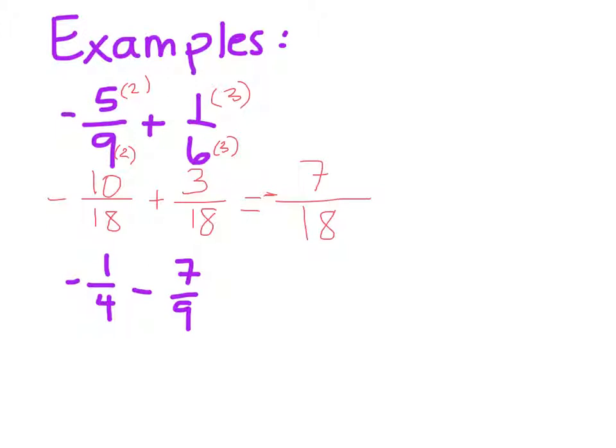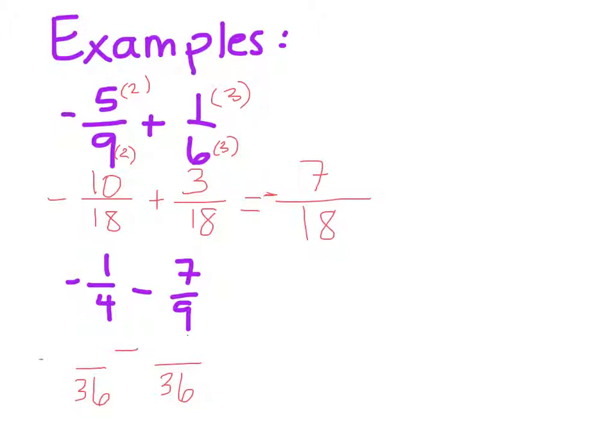All right, then we have negative 1/4 minus 7/9. So I look for a common denominator, and I say, start with my big number. My multiples of 9 are 9. 4 doesn't go into that. 18. 4 doesn't go into that. 27. 4 doesn't go into that. And 36. In this case, it actually is 4 times 9 is my least common denominator.